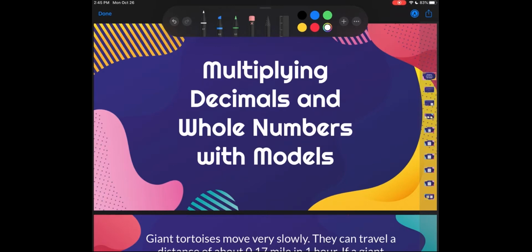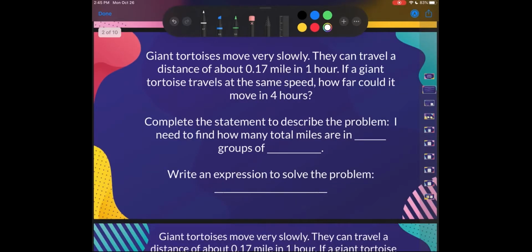So today we are going to start modeling multiplication problems with decimals and whole numbers. We will be taking decimal numbers, multiplying them by whole numbers, and not only solving it, but showing models, like how we can model to visualize how we would solve that problem. So let's look at our first example.